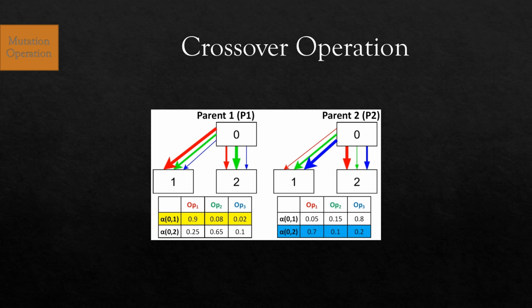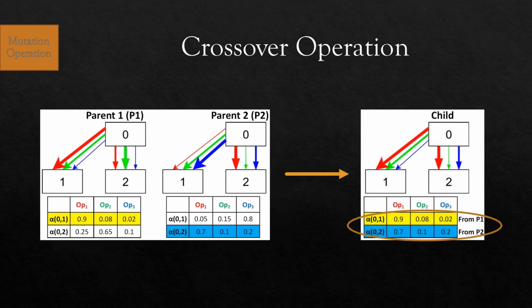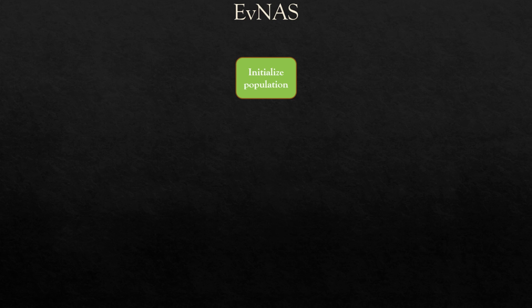Now that we have two parents, we will combine them to get the child architecture. The child architecture is created by combining the alphas of the parents randomly. As shown here, the rows in the architecture parameter of the child are randomly copied from the parents. Now I will discuss the whole process involved in our method called EvNAS.